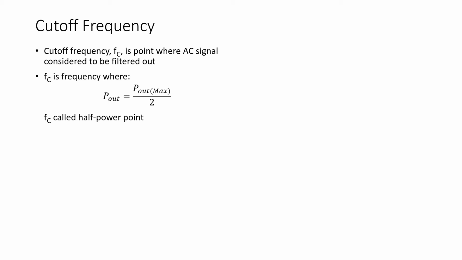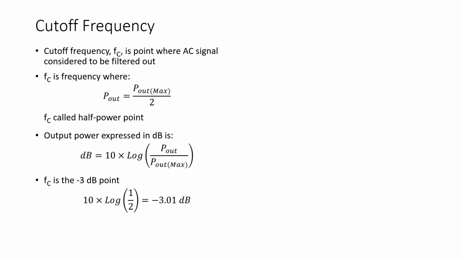The cutoff frequency is the frequency where the output power decreases to 1/2 of the maximum output power. And this point, FC, is also called the half power point.